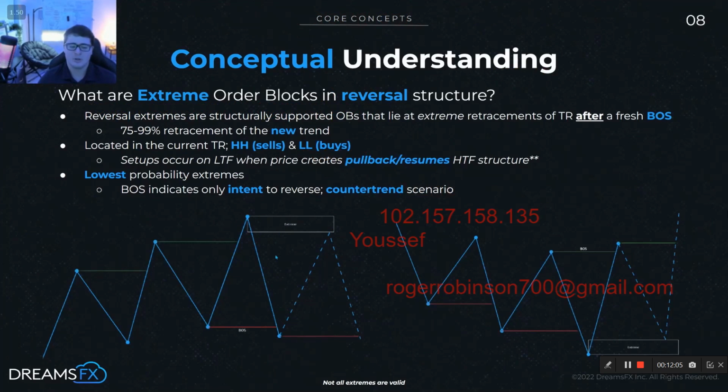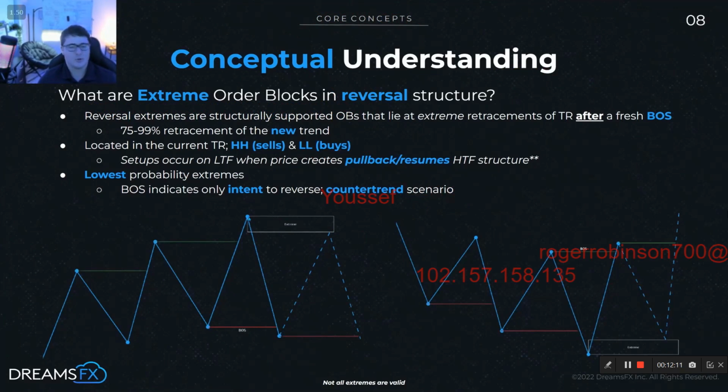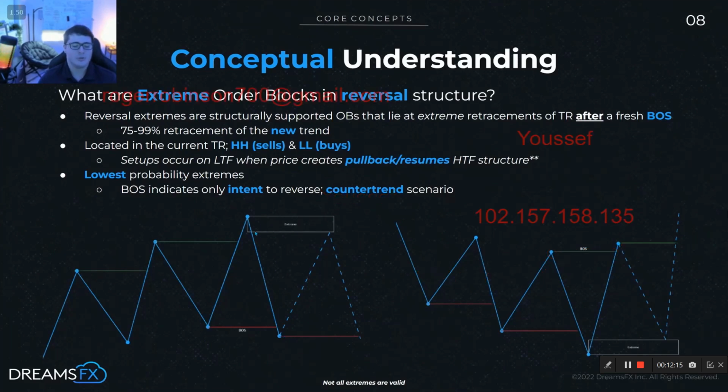So after the BOS occurs, we see that we have a lower high, or we have our previous higher high, we have a new lower low. After the lower low that breaks the higher low is broken, this is our new trading range. From this previous higher high to this lower low, we look for our order block at the extreme retracement of this trading range, the price to come up to mitigate it, and then reverse.